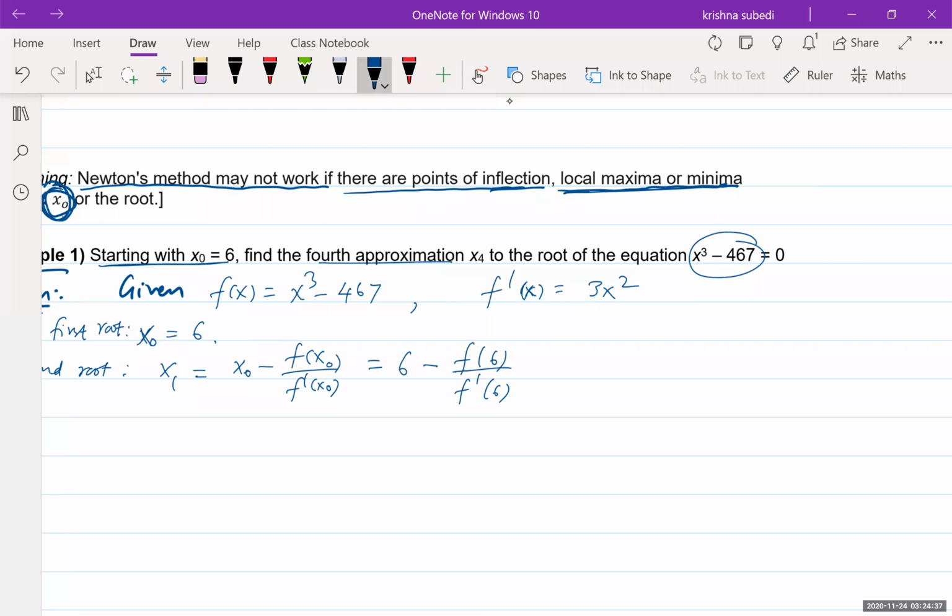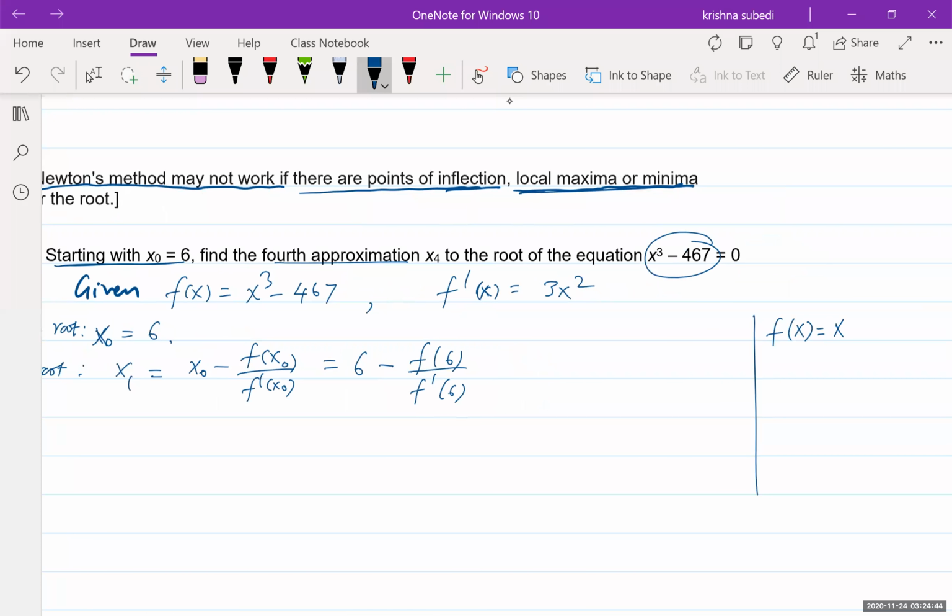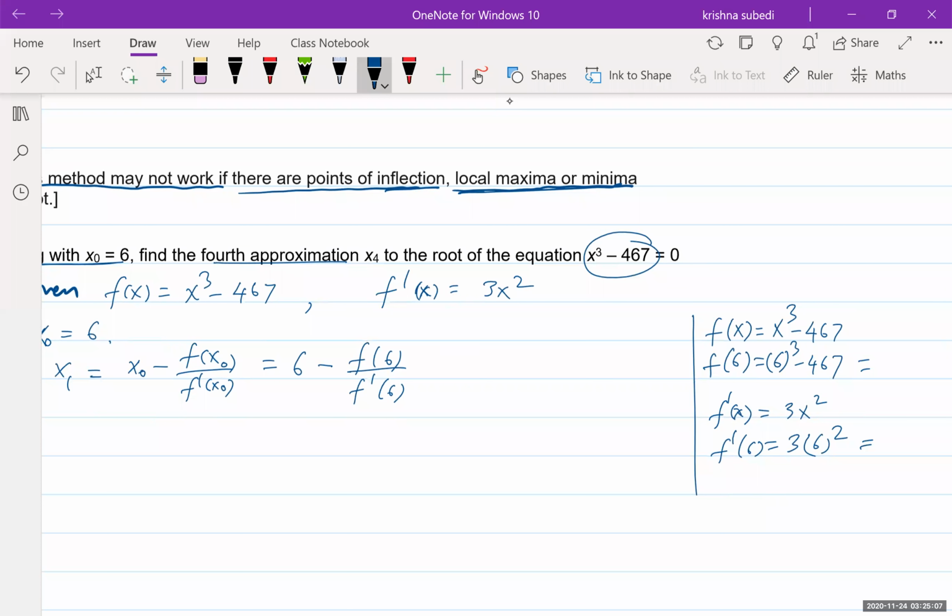Guys, I want you to find out what is f of, okay, f of x is x cubed minus 467. And what is f of 6? Which means 6 cubed minus 467. And f prime of x is 3x squared. So f prime of 6 will be 3 times 6 squared. So I want you to find out what are those values, okay? And let me know.